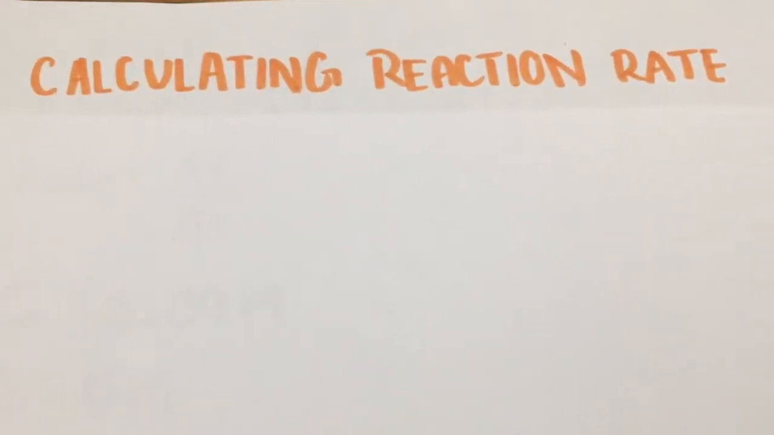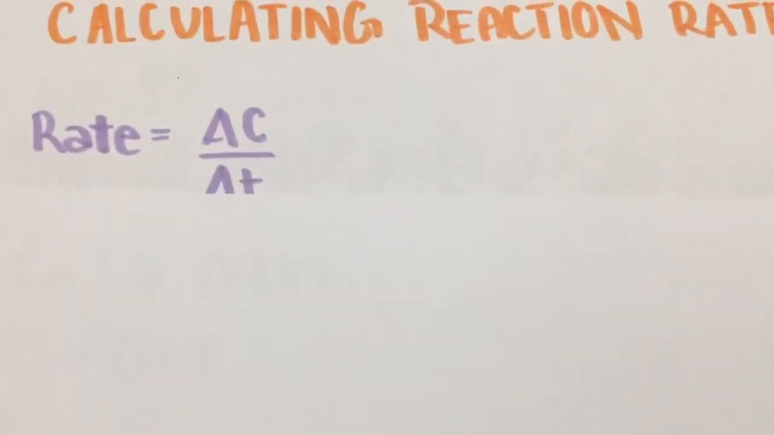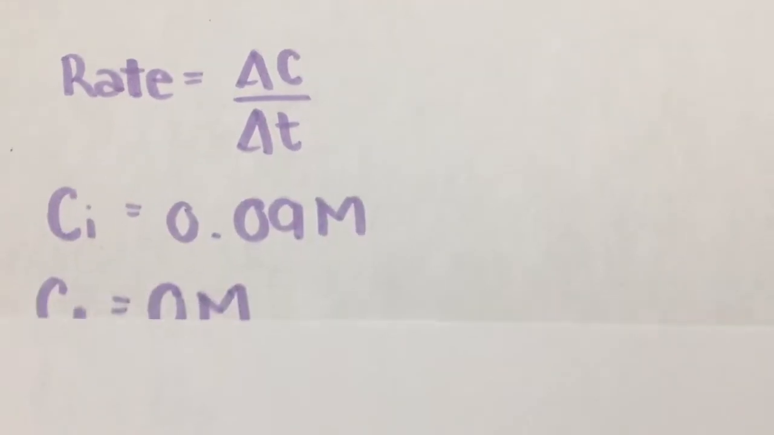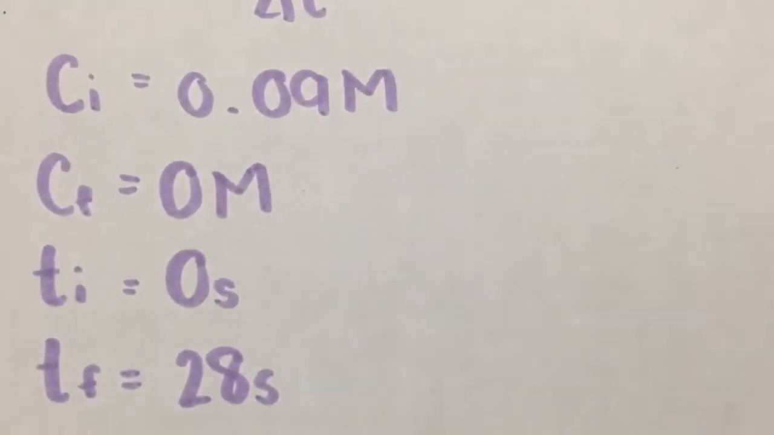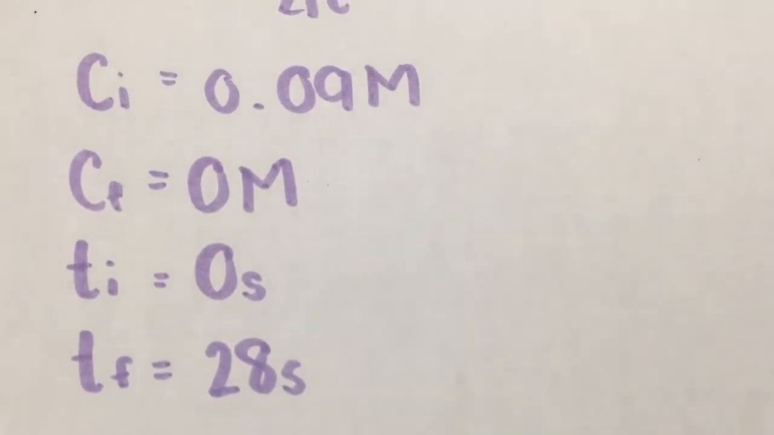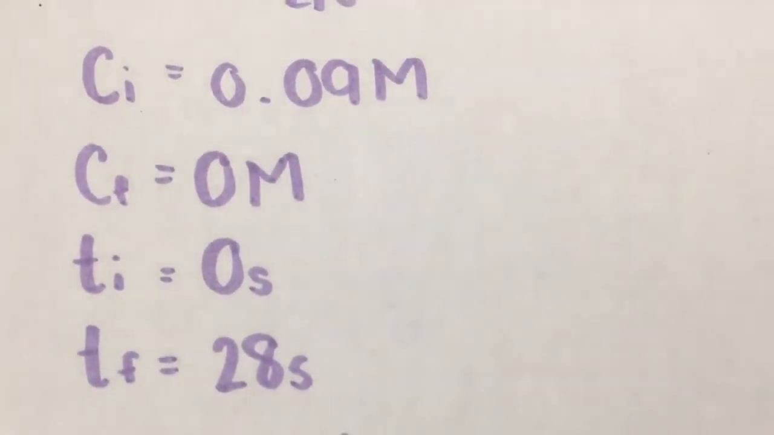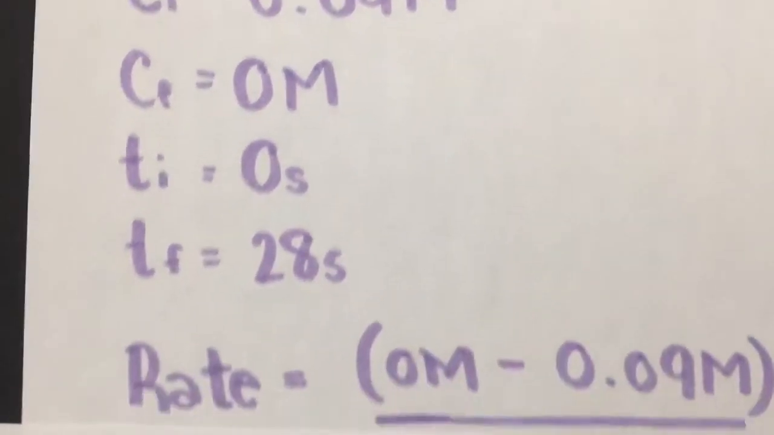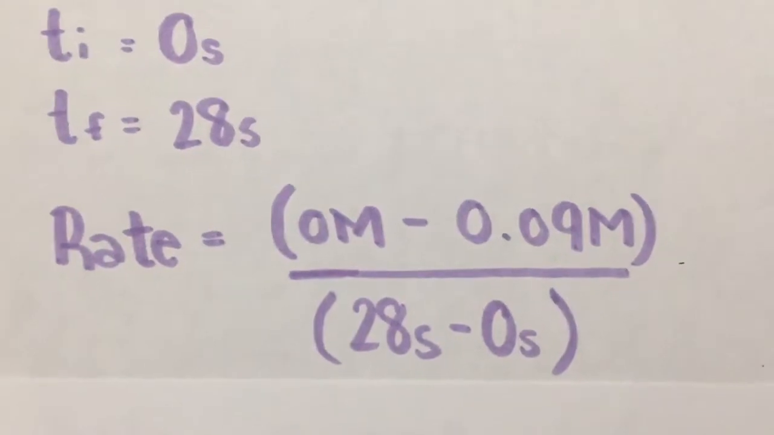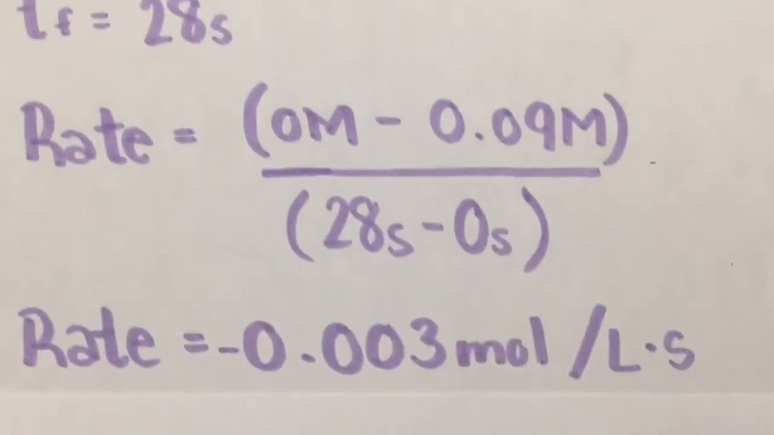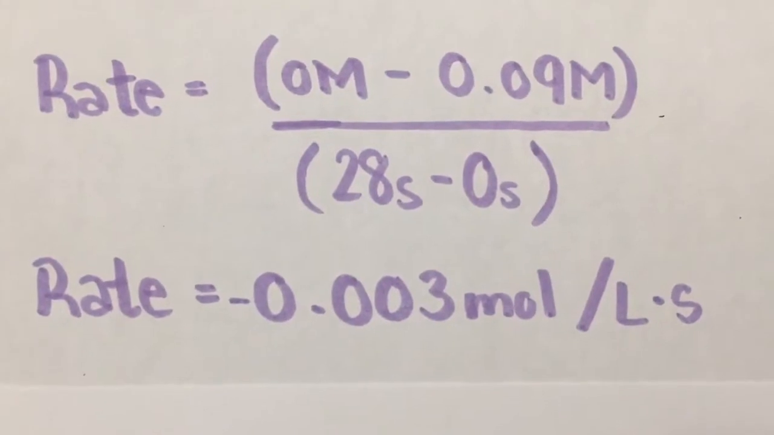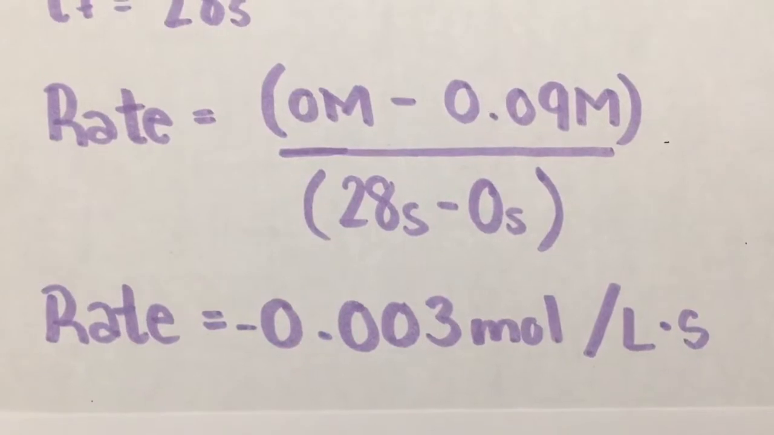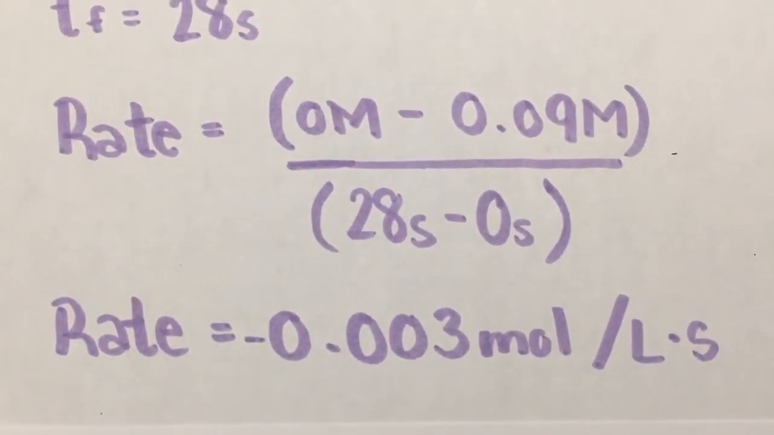To calculate the rate of reaction of this concentration of solution A, we will use the formula rate of reaction equals change in concentration over change in time. The values recorded during the experiment are initial concentration equals 0 moles per liter, final concentration equals 0.09 moles per liter, the initial time is 0 seconds and the final time is 28 seconds. Plugging these values into the equation, we can solve for the rate. Calculating these numbers, we get 0.003 moles per liter times seconds. Therefore, the rate of reaction of solution A is 0.003 moles per liter times second.